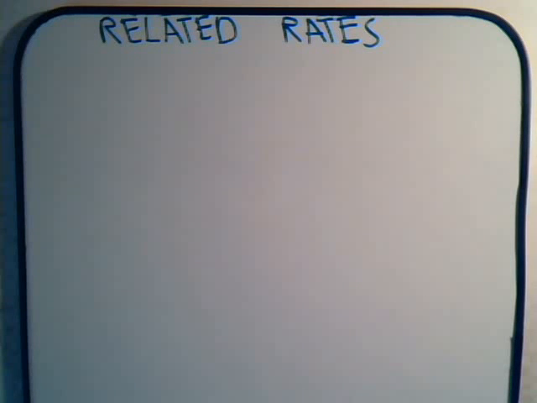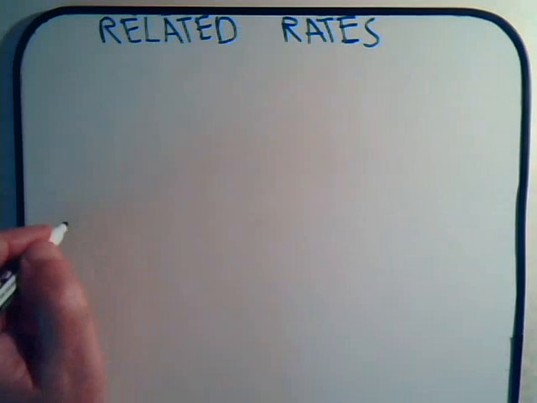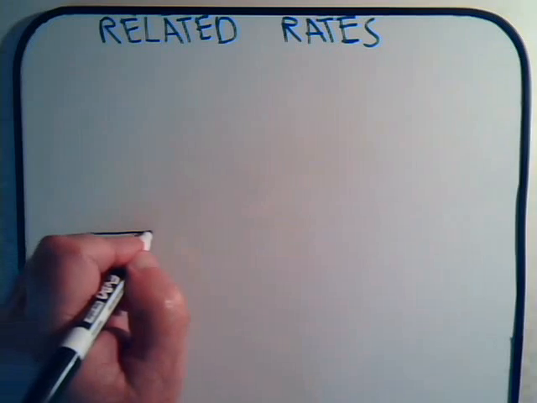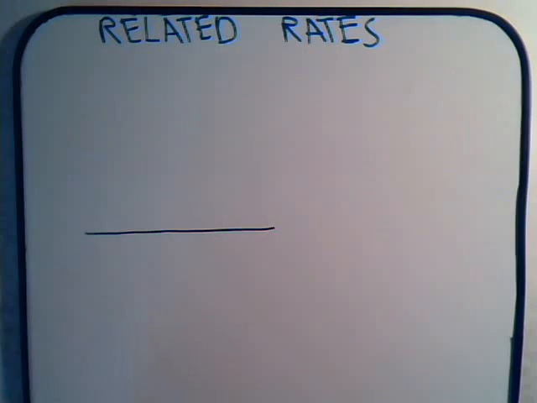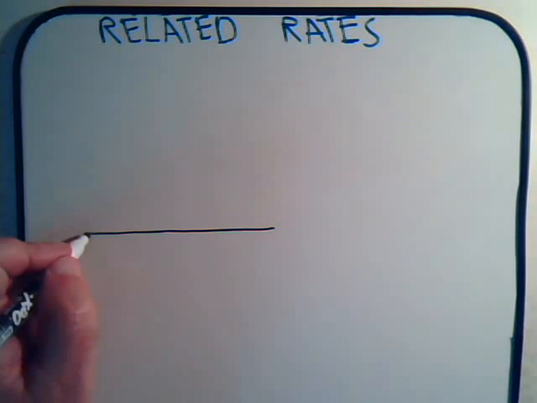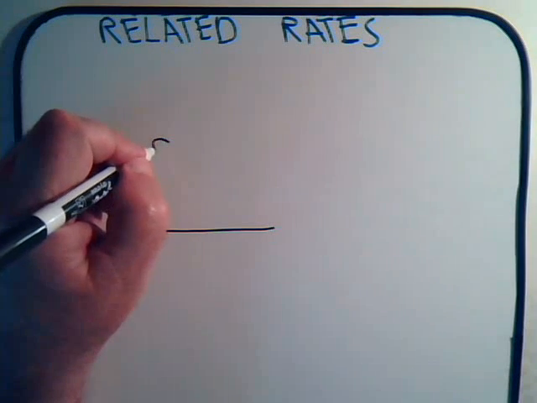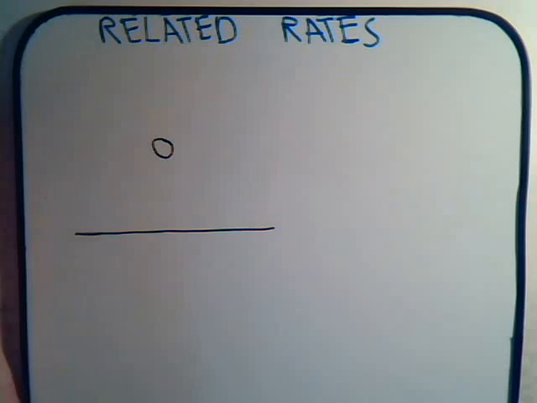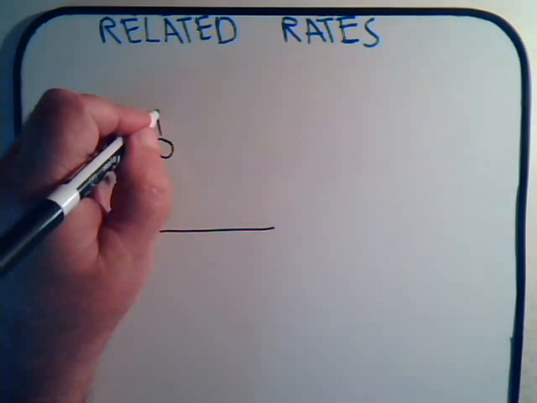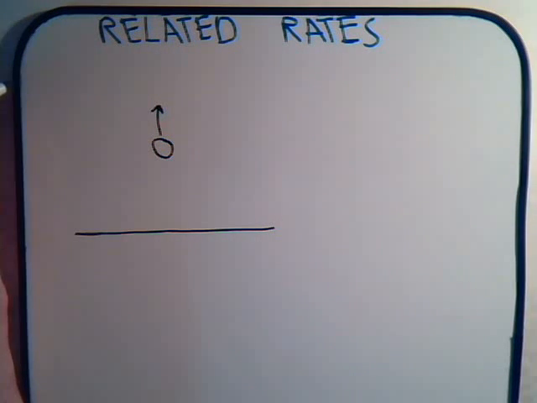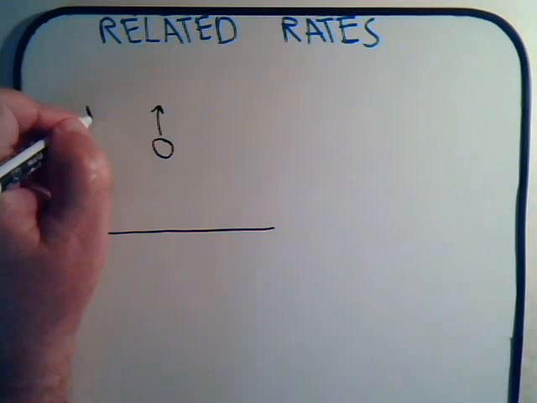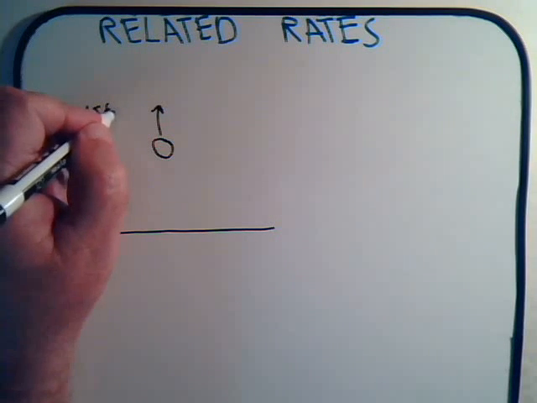Okay, in this video, we're going to consider a different type of related rates problem. Let's say that this is a ground surface here, and above the ground there's a giant balloon, and the balloon is rising upward at a rate of 15 feet per second.